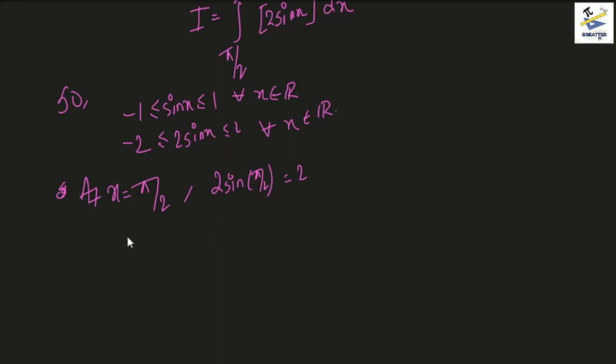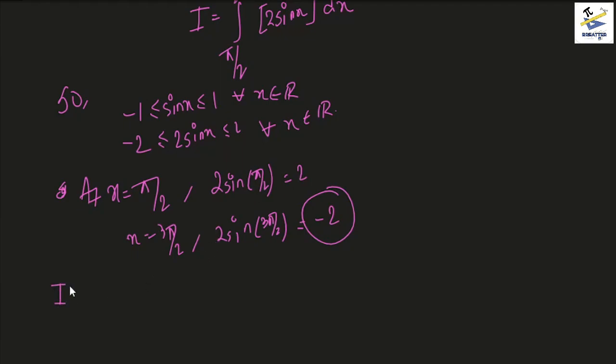So let's say at x equals 3 pi by 2, 2 sin of 3 pi by 2. Pi by 2 is 90 degrees, so 3 pi by 2 is 270 degrees, and you know sin of 270 degrees is basically equal to -1, so this is -2. Okay, so obviously it goes through a lot of different values, so we need to divide it into certain intervals.